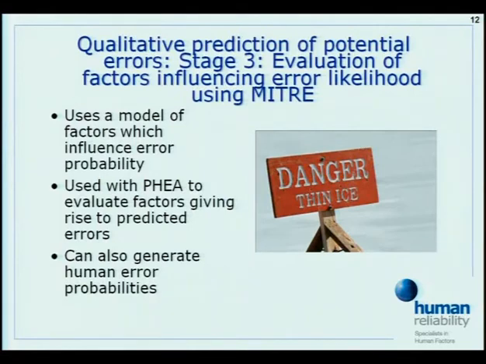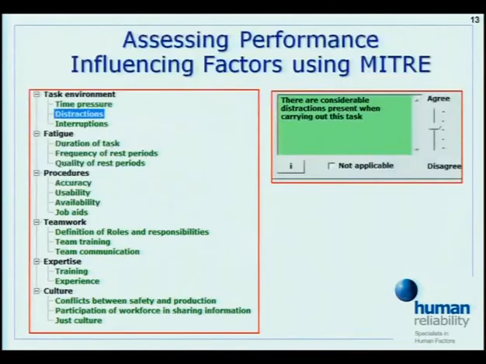And we always use groups of people from different shifts, so we get a cross-shift perspective on how this is done. Third stage is how do we evaluate the factors influencing error likelihood. So we've identified some failures, and what do we do about assessing the likelihood of failure and just delineating what we can improve.